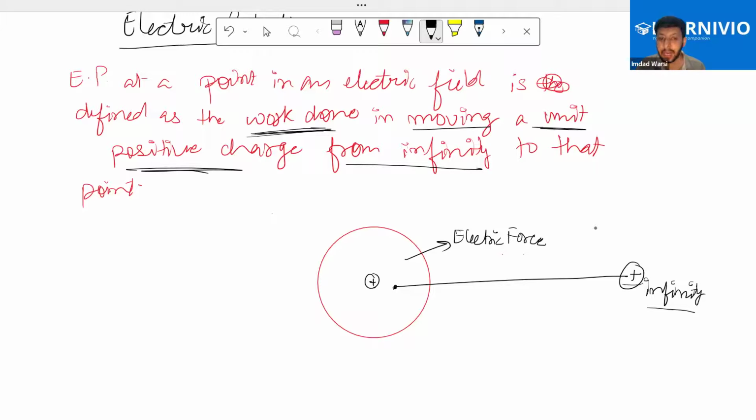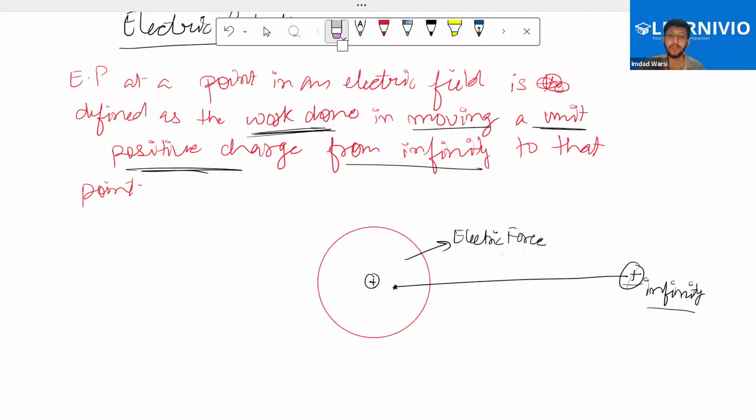Yes. So let's see the definition again. Electric potential at a point in an electric field is defined as the work done, that is, the work you do in moving or bringing a unit positive charge from infinity to that particular point. Understood? Electric potential is measured in joules, is that what you're saying?